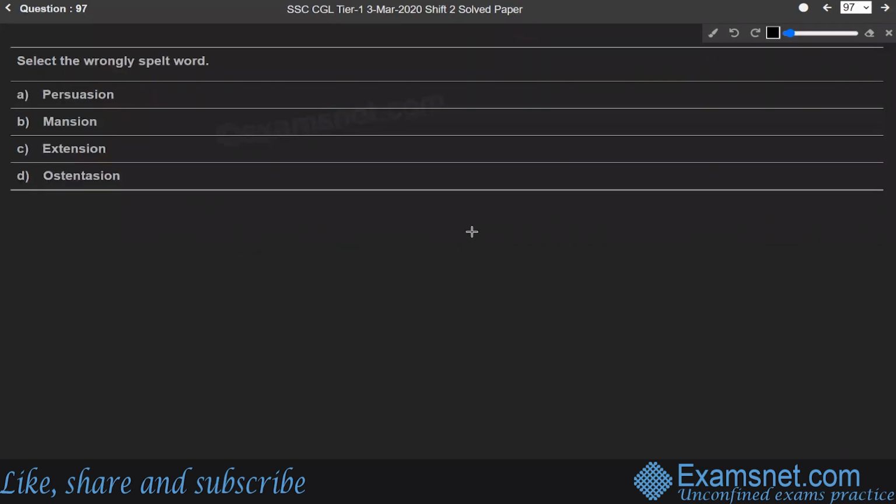Next question is: select the wrongly spelled word. We have to select the word that has incorrect spelling here. So let us have a look at all the given words. First option is persuasion. The word persuasion is correctly spelled here and the meaning of the word persuasion is the act or process of persuading. Second option is mansion. The word mansion is also correctly spelled here. Mansion means a large residence.